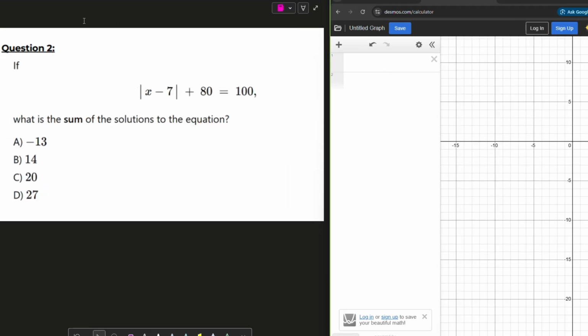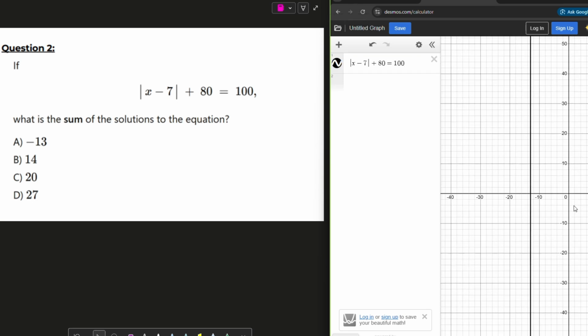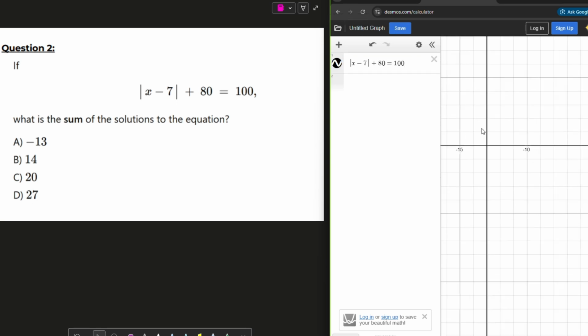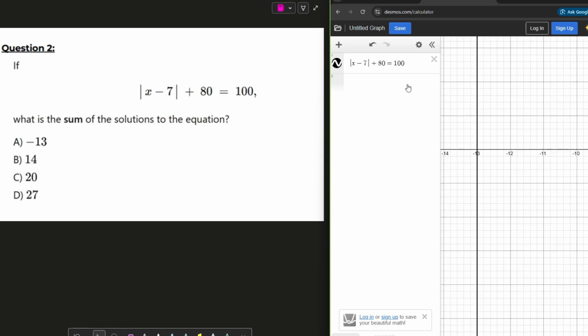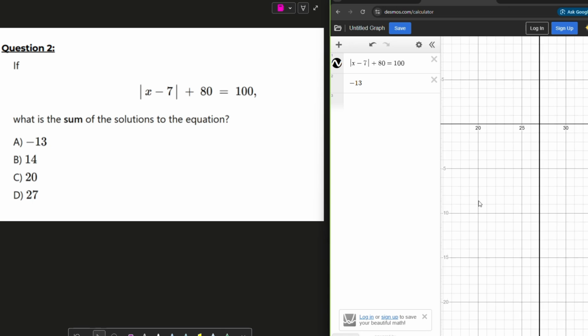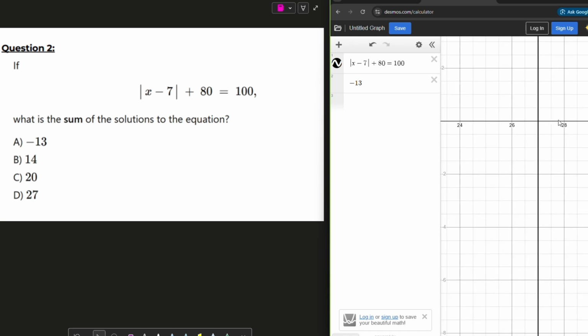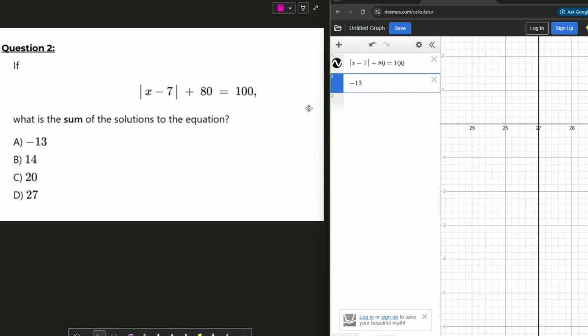You can also solve this type of questions using Desmos, and all you have to do is just plug in the function that you see, and you will see your solutions. Let me just plug in everything, and after I do so, I can see that I have two solutions. The negative solution is negative 13. Let's just remember that. And our positive solution will be 27.